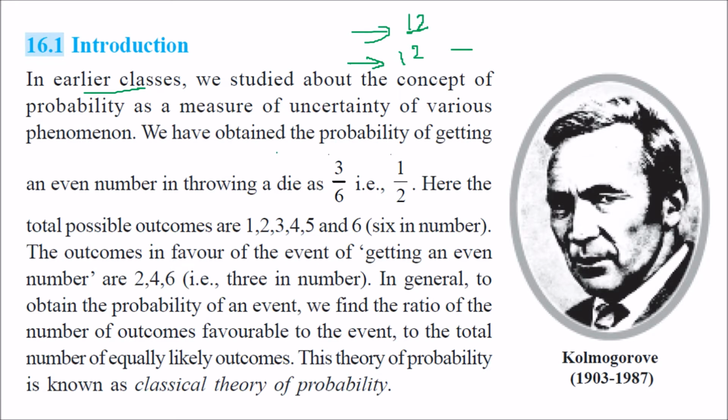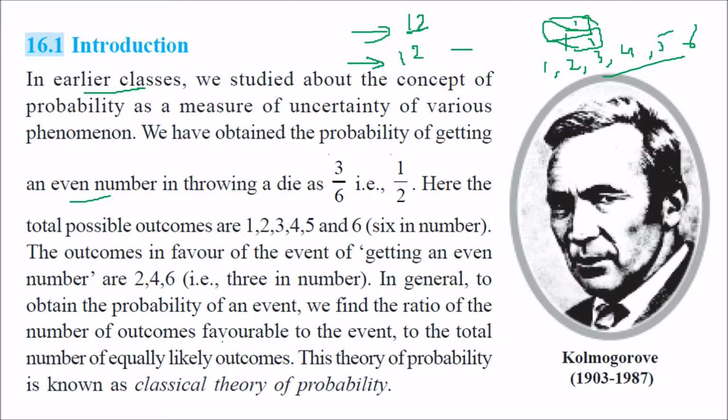We have seen in the earlier discussions that if you throw a dice, which is like a cube with numbers 1 to 6 all around, and say the probability of getting an even number, what will it be? 3 by 6. What numbers can come? 1, 2, 3, 4, 5 and 6. So these are the 6 possibilities.